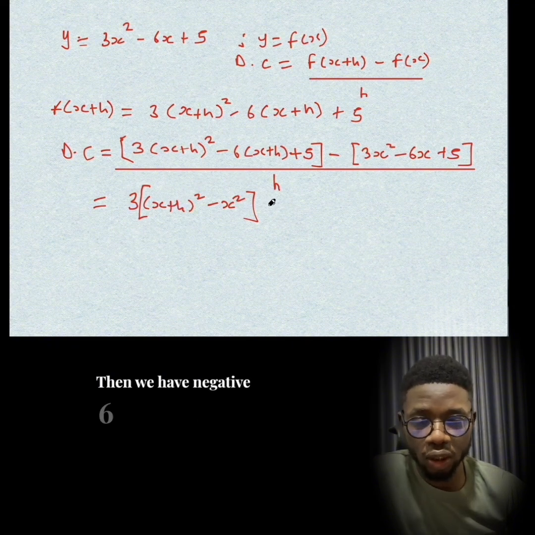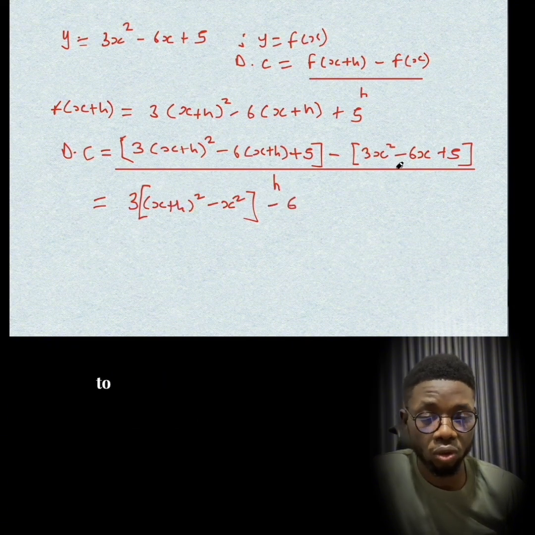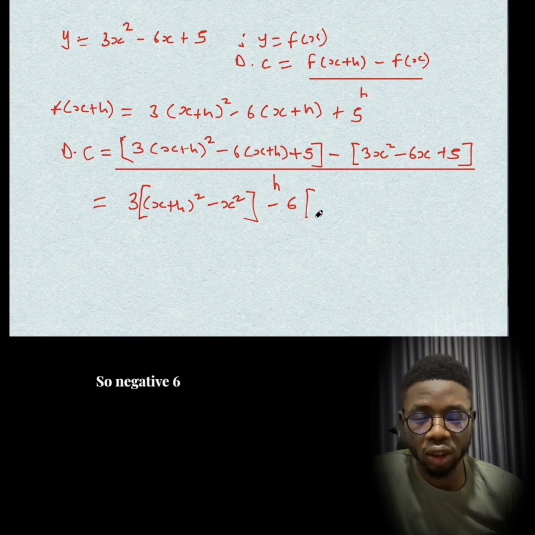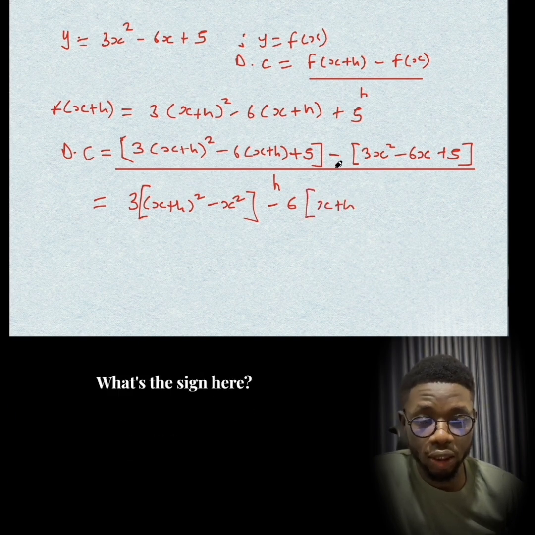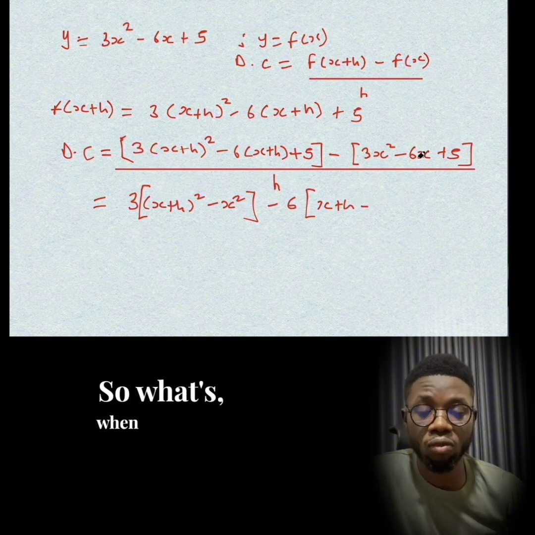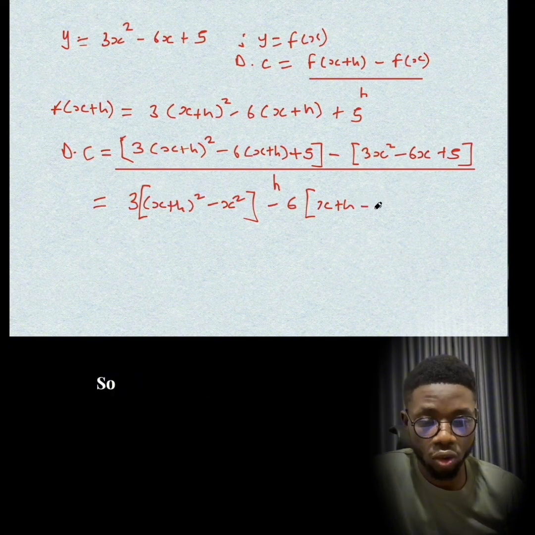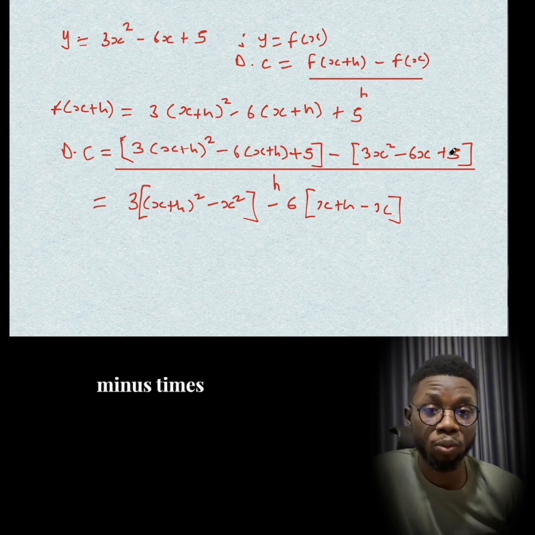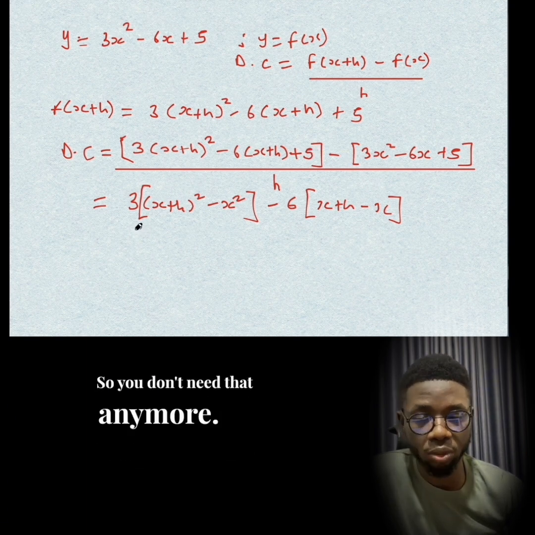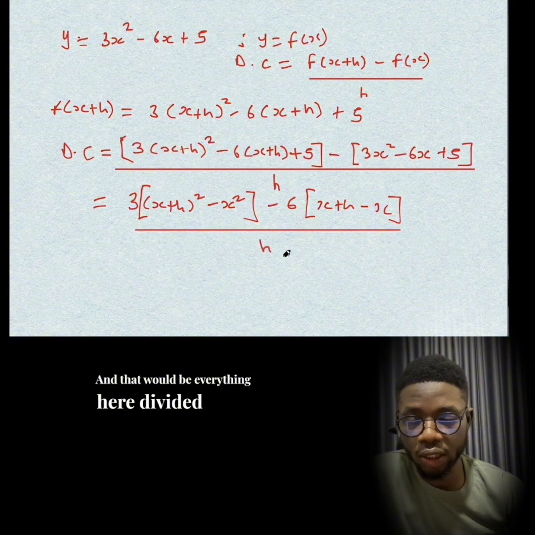Then we have negative 6 here, which is also common to both of these terms. So negative 6 is factored out, and we have (x plus h). What's the sign here? The sign is negative, so when you factor out negative 6, you are left with x in this place. And what do you notice here? 5 minus 5 is 0, so you don't really need that anymore. And that will be everything here divided by h.